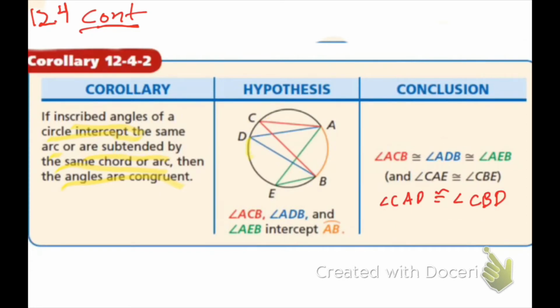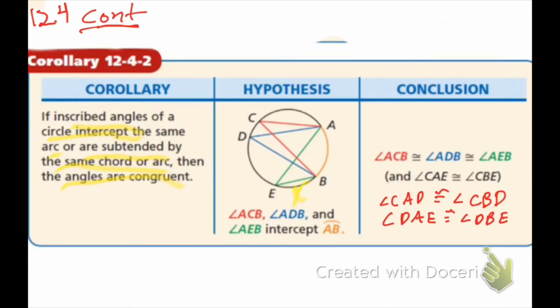Let's keep working around. I got DE. Which angles do I see reaching up to that arc? Well, I have DAE. I have DBE. So I get angle DAE is congruent to angle DBE. And if I can keep continuing, I have this arc here, nothing subtends to that. So that one doesn't work.